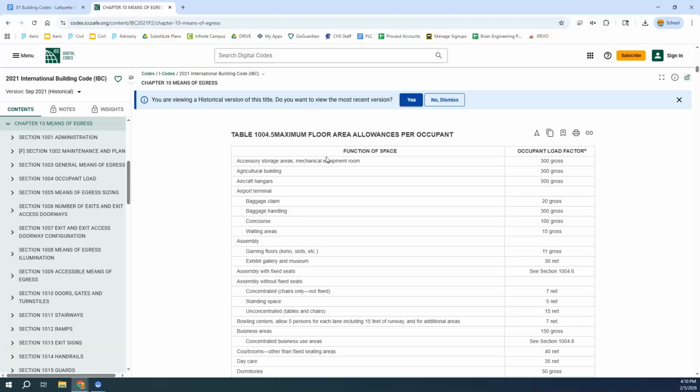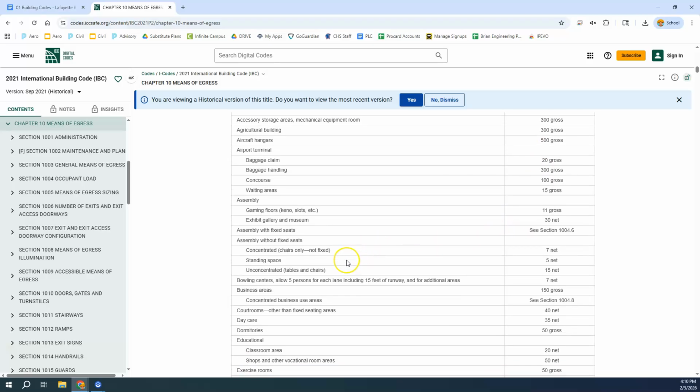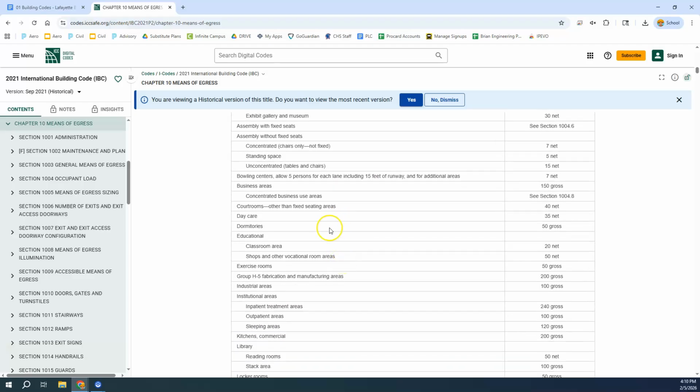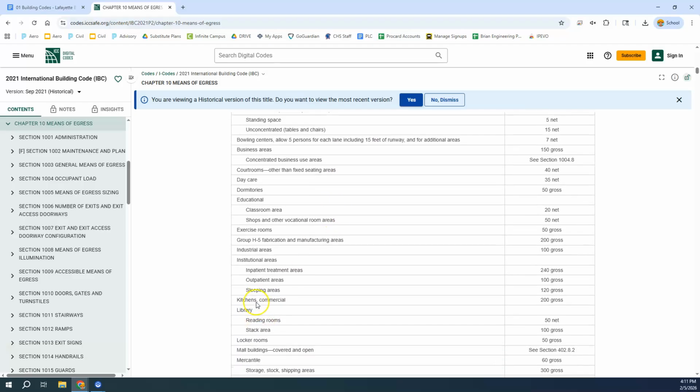The reason this is tricky is this tells you how many square feet you need per person. So I'm going to use an example here. If we were going to do a restaurant of some kind, you are going to have some kind of a kitchen. So we go down here, it's a commercial kitchen. You need 200 square feet per person.